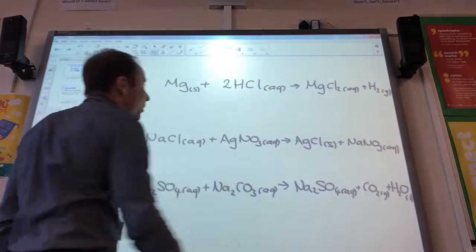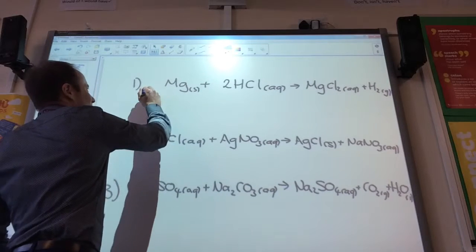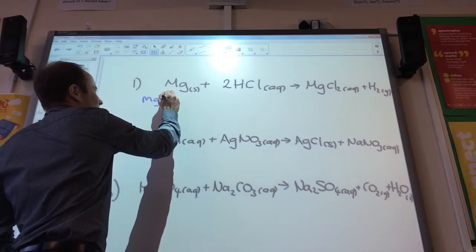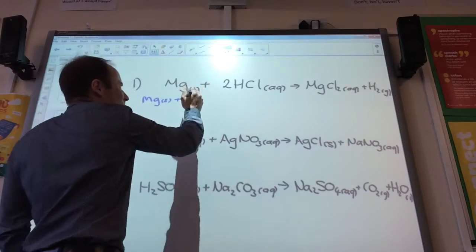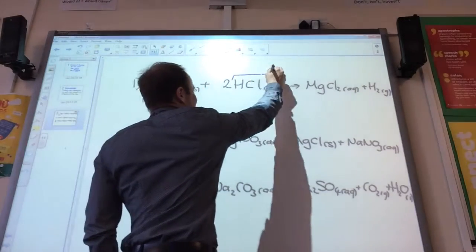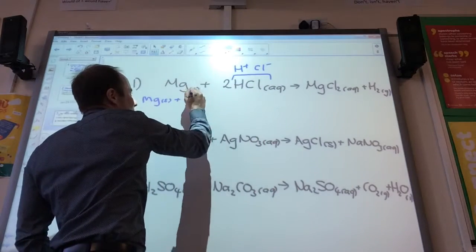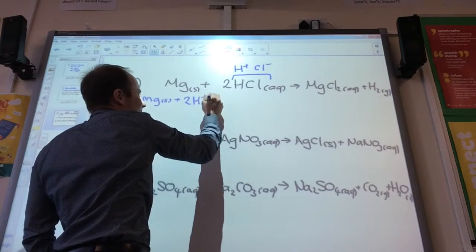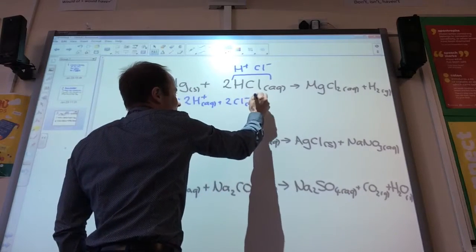So let's do the first one. If I break this up, I've got magnesium solid. I can't break up solids. HCl is aqueous, so HCl is made up of H+ ions and Cl- ions. So that becomes 2H+ (aq) plus 2Cl- (aq).